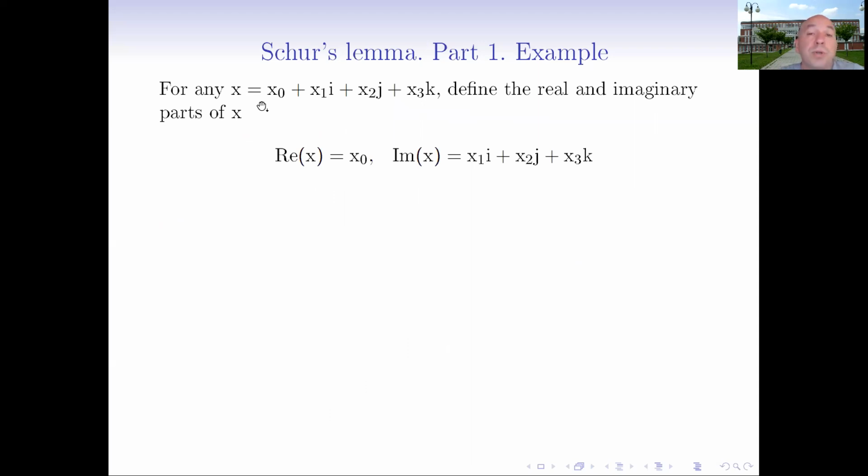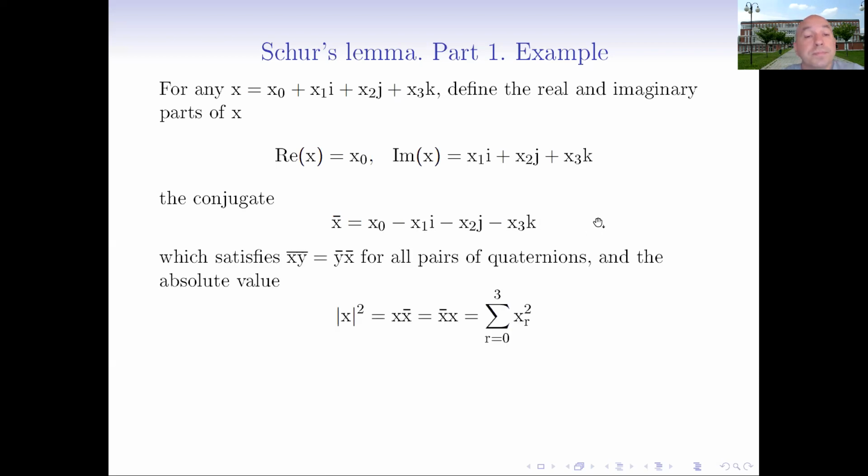Also, given a quaternion x, let's define the real and imaginary parts of x. So the real part of x is x0, which corresponds to the identity. And the imaginary part is what remains: x1 i plus x2 j plus x3 k. And the conjugate. Now, the conjugate for a complex number x0 plus x1 i will be x0 minus x1 i. But now we should conjugate with respect to all three complex units. So we should put minus for all three components but x0.